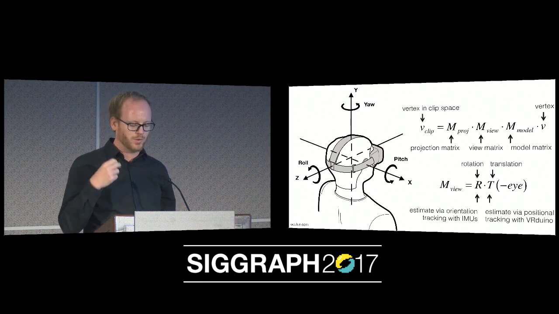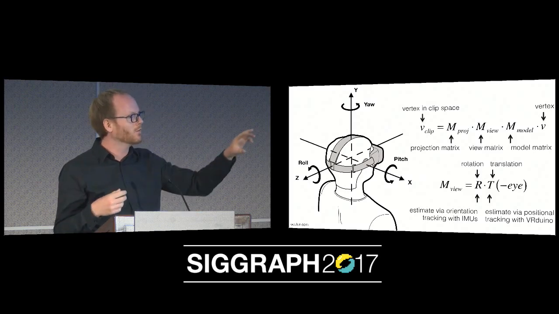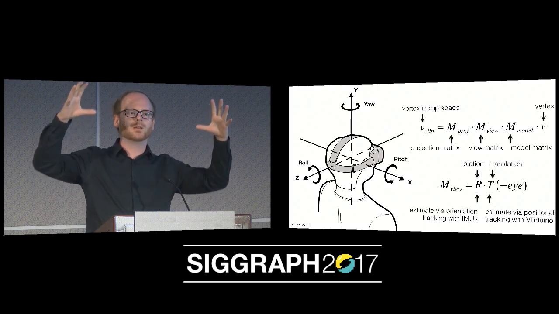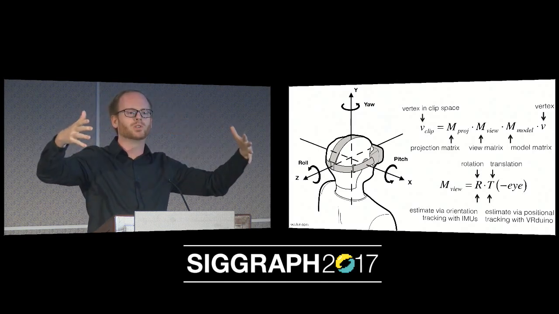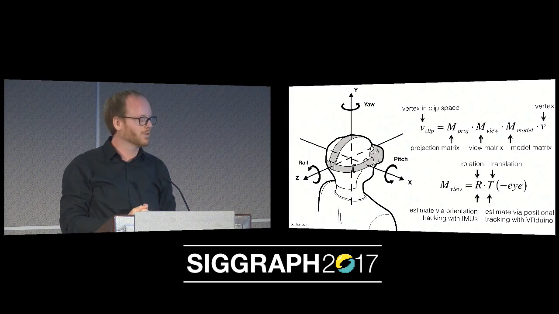What we're going to be trying to do with the orientation tracking with the IMU is estimate the parameters for this rotational part of the view matrix. Think about a virtual camera being attached to your head physically, and as you rotate around, that's exactly what should be happening in OpenGL and computer graphics. So the sensors will give us the parameters for these rotations.